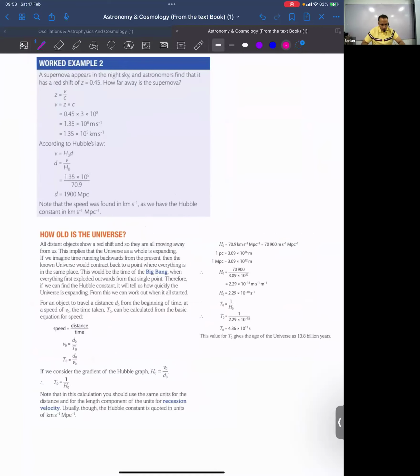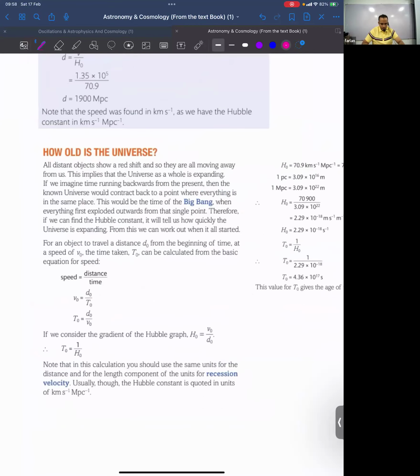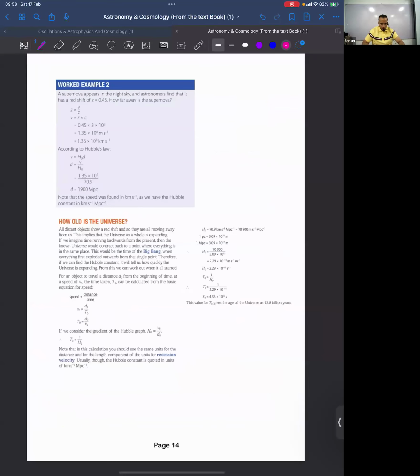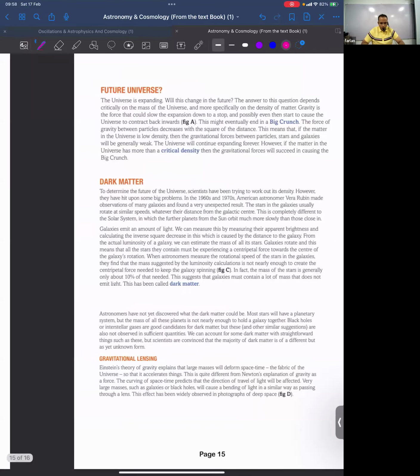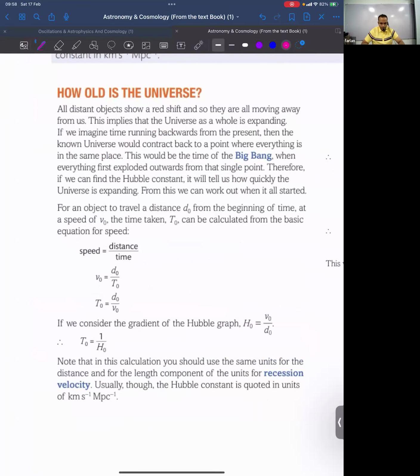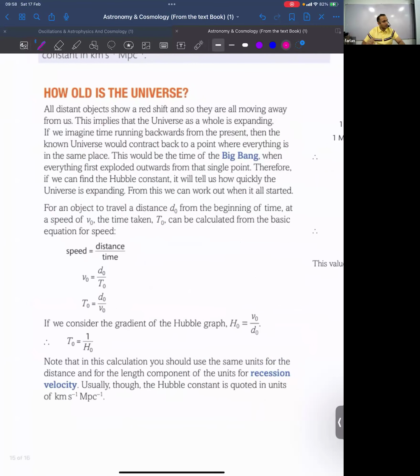And turn to the next page. Page 14. How old is the universe? From what you have heard, 14 billion years old. So who measured this? How is it calculated? 13.8 or 14 billion, I mean, since the Big Bang.